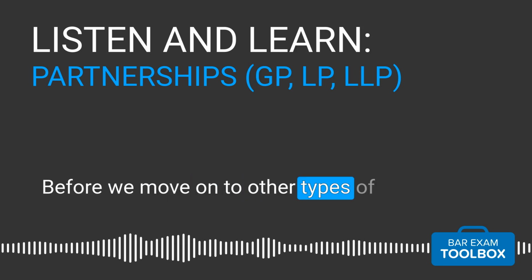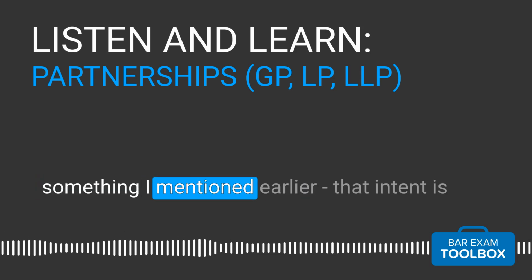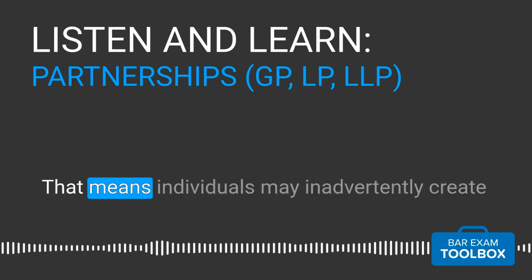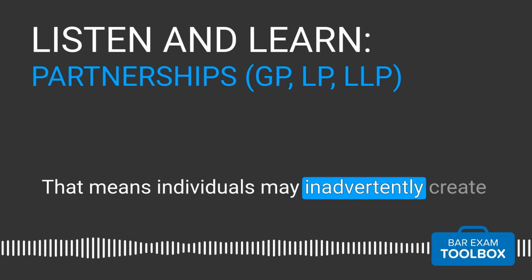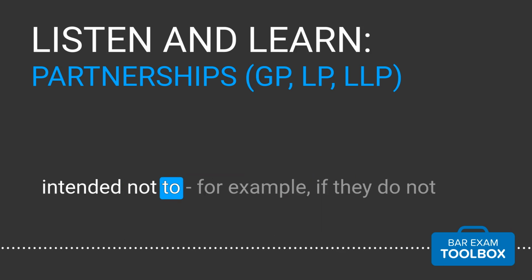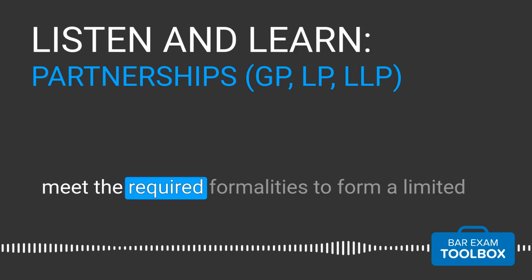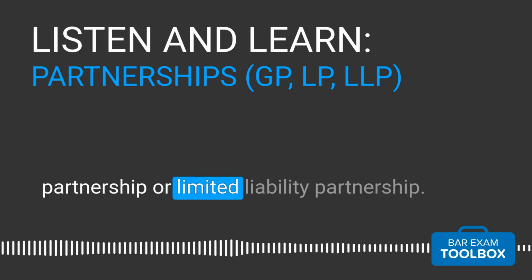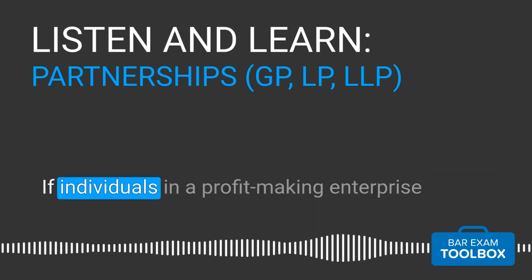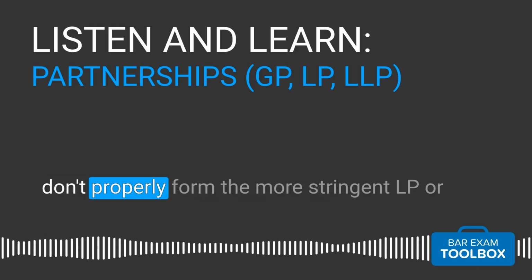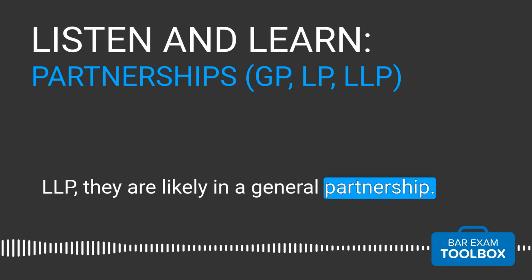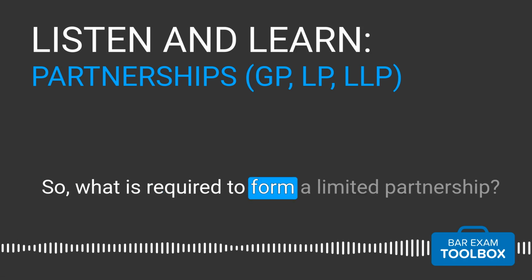Before we move on to other types of partnerships, I want to circle back to something I mentioned earlier: that intent is not necessary to form a general partnership. That means individuals may inadvertently create a general partnership even if they expressly intended not to. For example, if they do not meet the required formalities to form a limited partnership or limited liability partnership. So general partnerships are basically the fallback. If individuals in a profit-making enterprise don't properly form the more stringent LP or LLP, they are likely in a general partnership. So what is required to form a limited partnership?